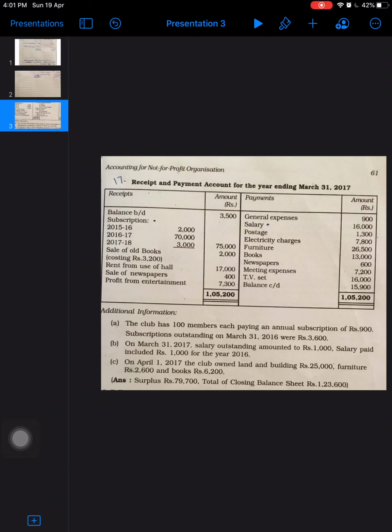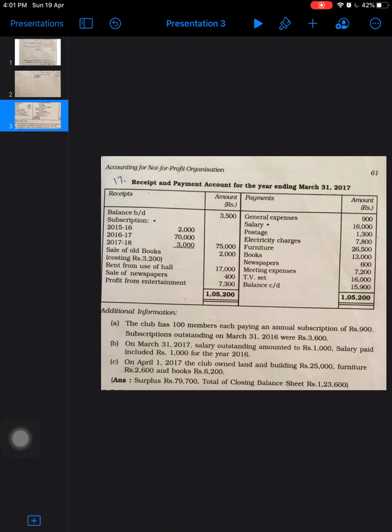Okay guys, now this is illustration number 17. This is a little different from other illustrations, so I thought of taking this, and a similar problem I will be giving you to solve. So first go through this illustration and then try to solve and submit on Google Classroom. Now if you read this here, receipt and payment account is given and some additional information is given.